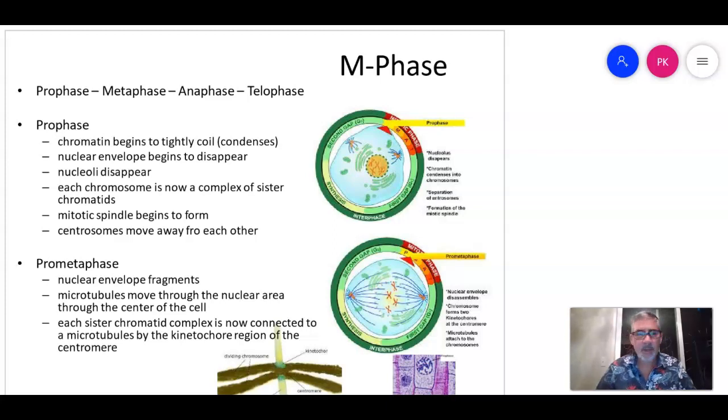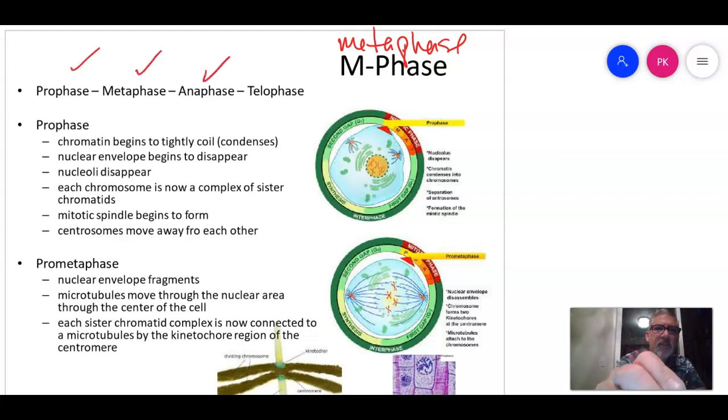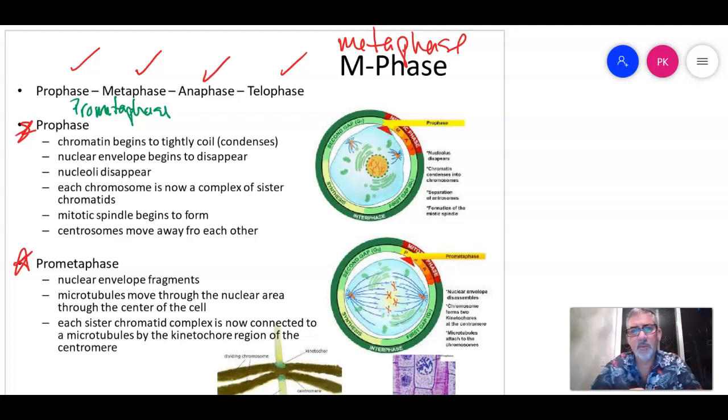All right, welcome back. Today we're going to talk about the M phase. M phase is mitosis, right? And there's four distinct parts: prophase, metaphase, anaphase, and telophase. But in prophase, there's enough happening that most people now break it into two parts, right? So there's a prometaphase happening between prophase and metaphase. So let's get into it.